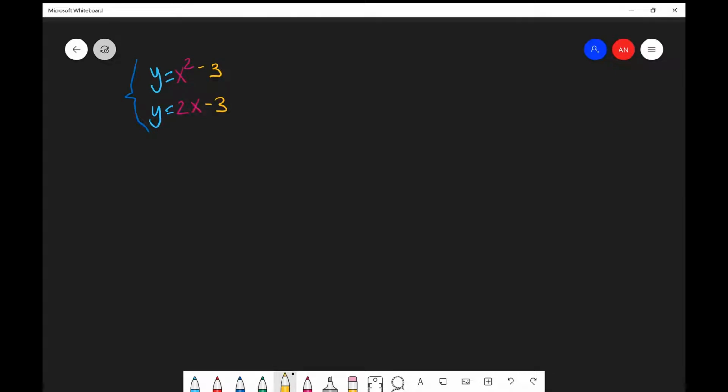Today you will be learning how to solve nonlinear systems of equations. As you see in this system of equations, it has a quadratic equation and a linear equation. So we will be learning how to solve those types.